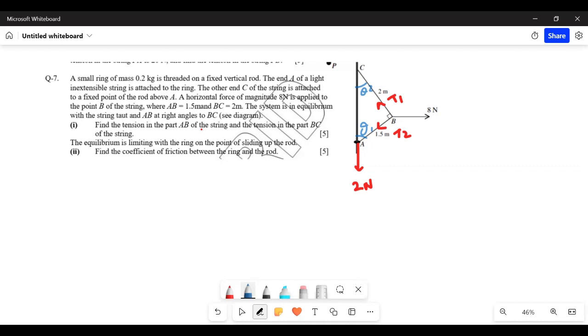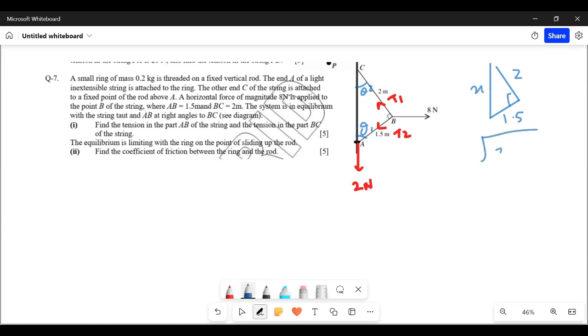I'm going to find the hypotenuse first since we'll be needing it anyway. That's 2, that's 1.5 with a 90-degree angle in between. So this is going to be x, the hypotenuse, square root of 2 squared plus 1.5 squared. We might not need it, but let's see. It's 2.5. So this length comes out to be 2.5.